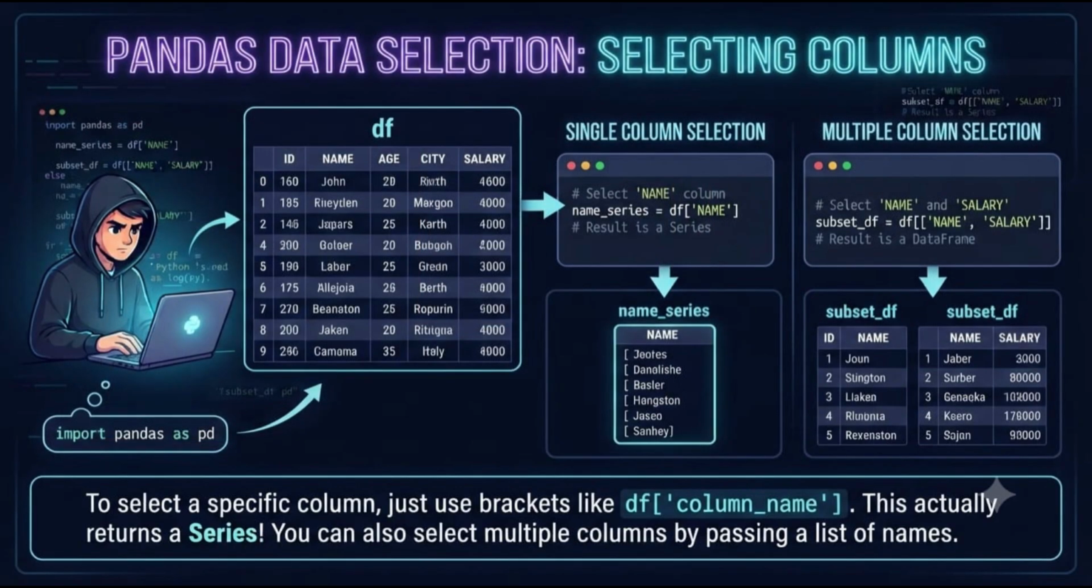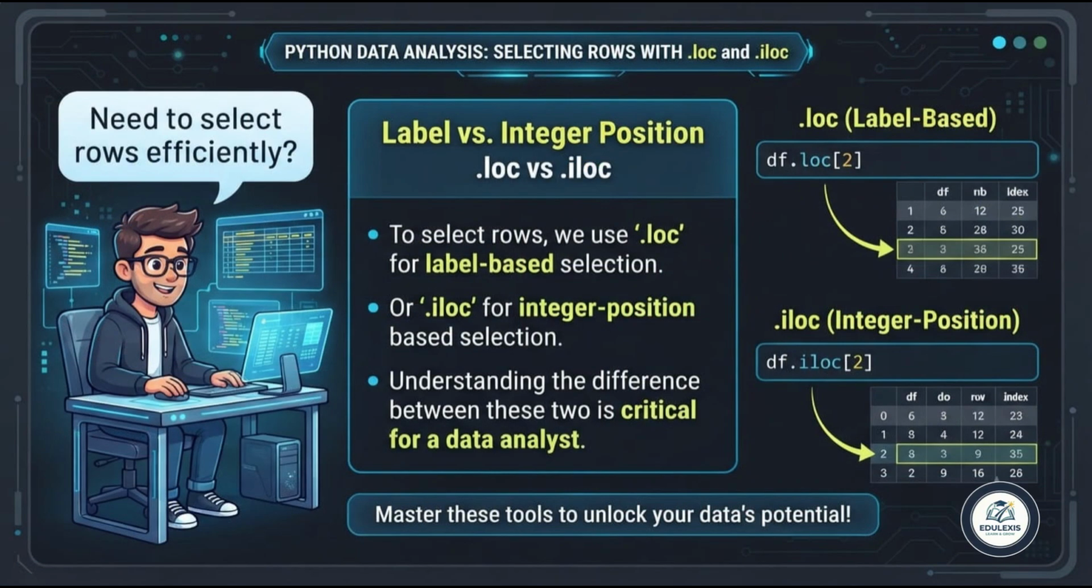To select a specific column, just use brackets like df['column_name']. This actually returns a Series. You can also select multiple columns by passing a list of names. To select rows, we use .loc for label-based selection or .iloc for integer position-based selection. Understanding the difference between these two is critical for a data analyst.